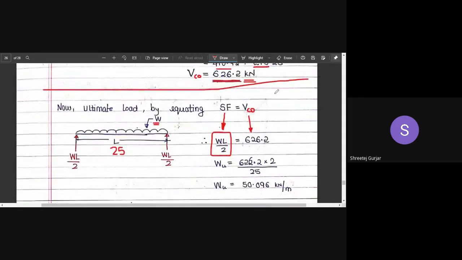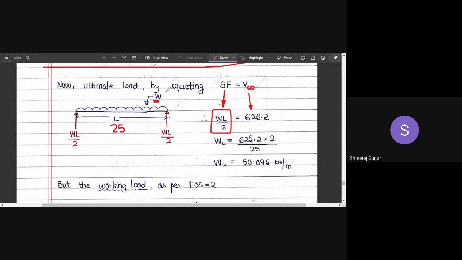What they have told us is to calculate the maximum permissible UDL. Hence, we have to adopt the cross section at the support section where the shear will be maximum. If you take it at the center, the shear force will be 0 at the center. So we should not take any other point. We have to take the maximum value to find out the maximum permissible UDL. Hence, we have taken WL by 2 and equated it to the capacity.